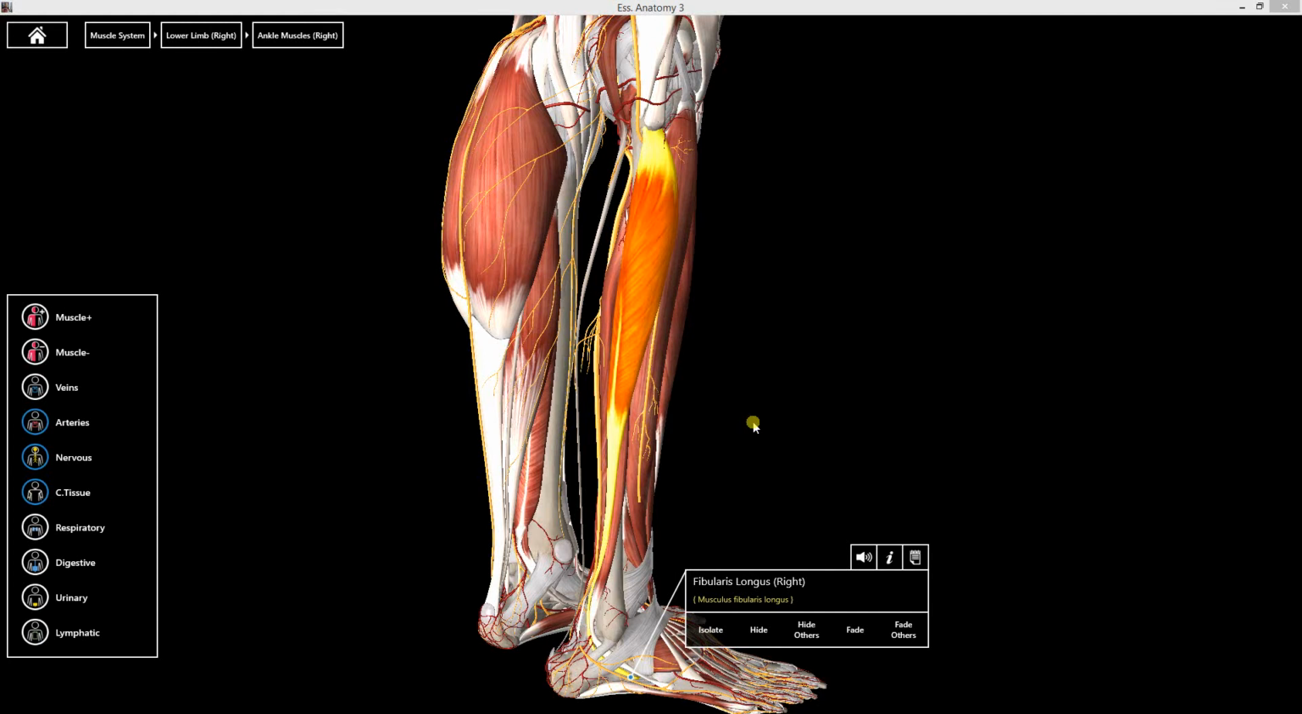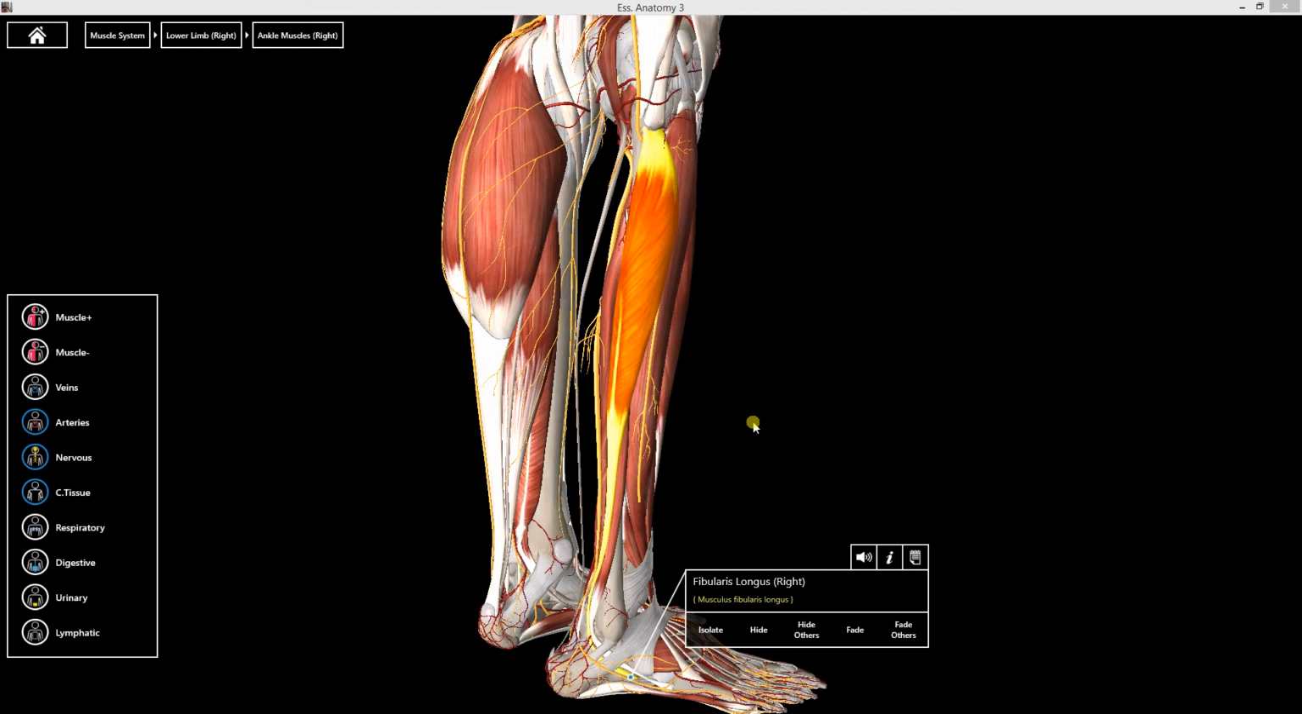Alright, so this is my video going over the compartments of the lower extremities. Basically, I'm going to start with the lateral compartments, then the anterior, posterior, then the medial, talking about nerve supply, blood supply, insertion points, and kind of what everything does.